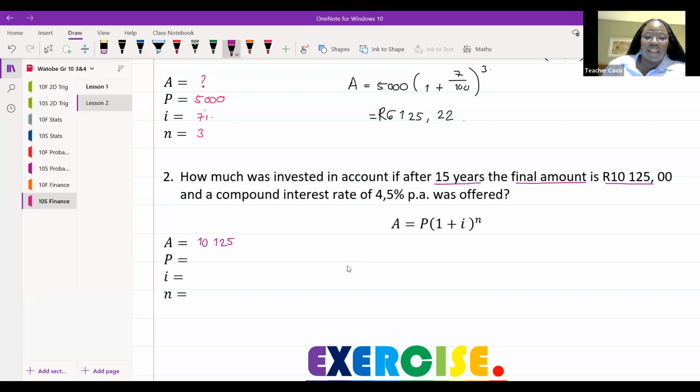I know I have I. I is 4.5%, right? And my N value is going to be 15 years. Good, 15 years. So what am I actually missing? The principal amount. Correct. We're missing P, right? So let's put this into a formula and see what that would look like. We have A, so I need you to substitute in for A there for me. What would I get?